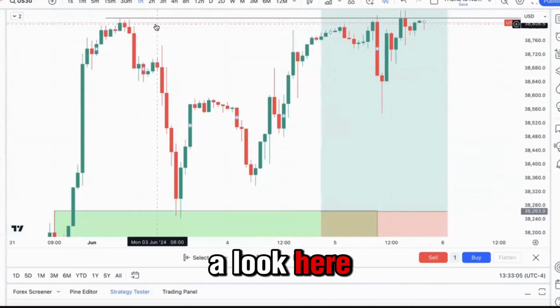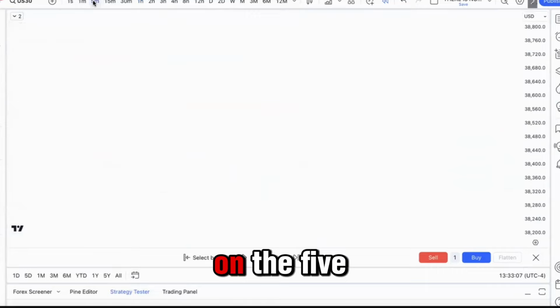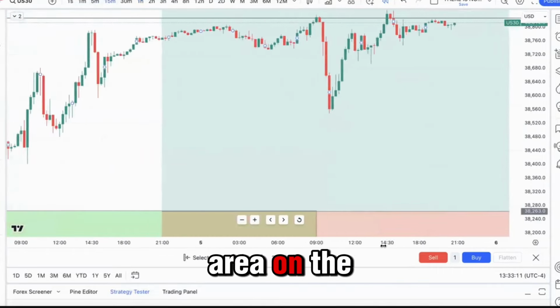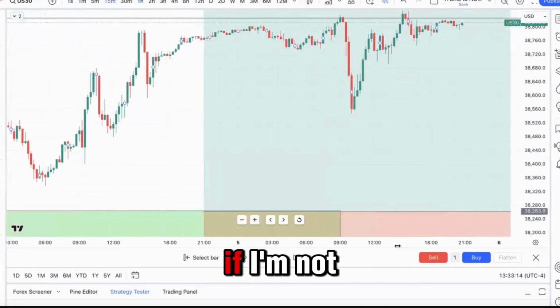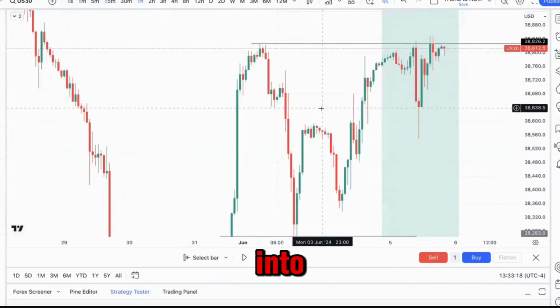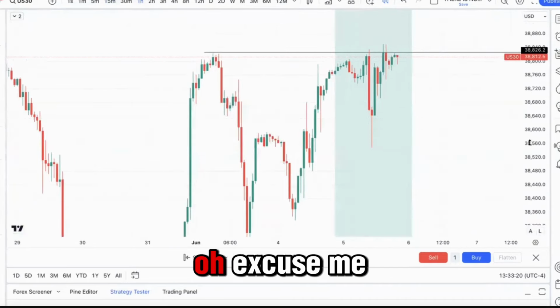So let's take a look here. I think there was an area on the 5-minute, or was it the 15-minute time frame? There was an area on the 15-minute time frame, if I'm not mistaken, where price came back down into. Let's check the 1 hour. Oh, excuse me, right here.